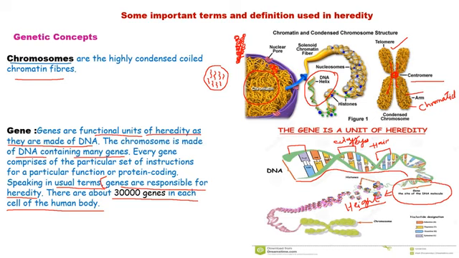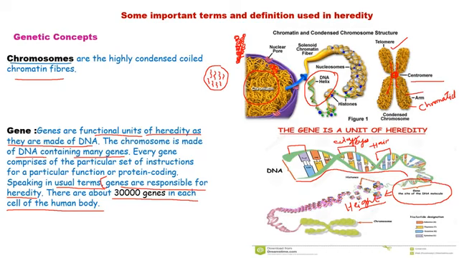Then there are about 2,968 genes present in the biggest chromosome. I'll tell you which is the biggest chromosome.